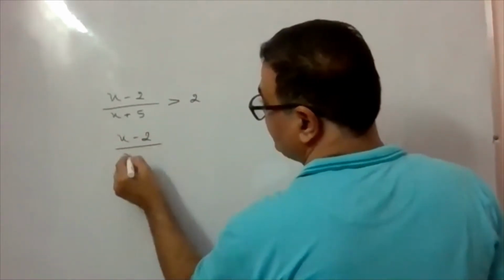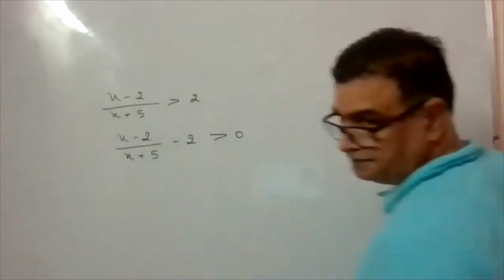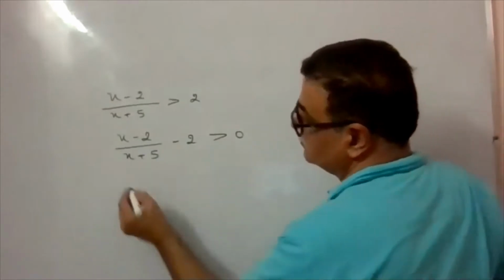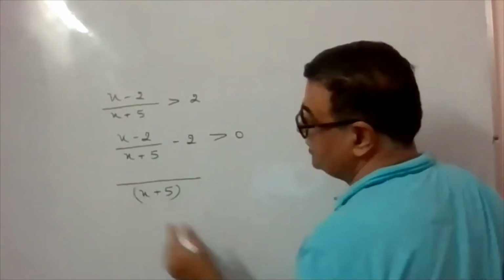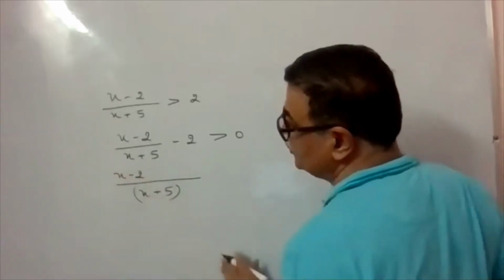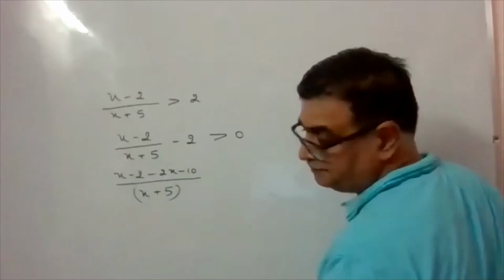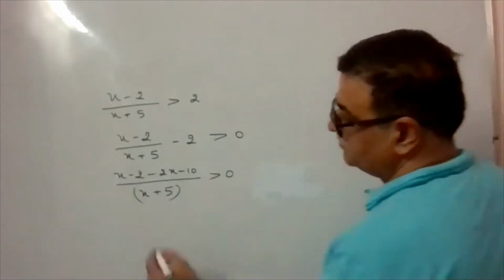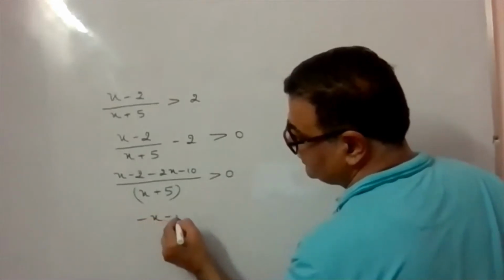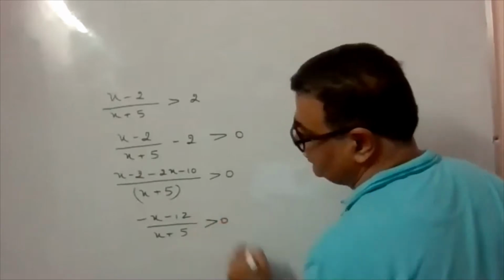Come here, cross multiplication. No. Shifting the term. Yes, we'll take the LCM now. x plus 5 is the LCM. So I got x minus 2 minus 2x, then minus 10, greater than 0. Then it comes out to be minus x minus 12 by x plus 5 greater than 0.